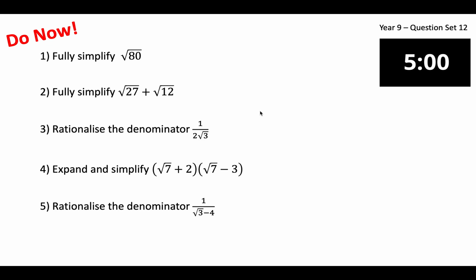Okay, year 9, question set 12. Who would have thought it? So here we go. We got some surds that we need to simplify. We got some rationalizing of denominators to do with surds, some surds to expand and simplify. Bit of foiling maybe on that one. So you got 5 minutes starting now.